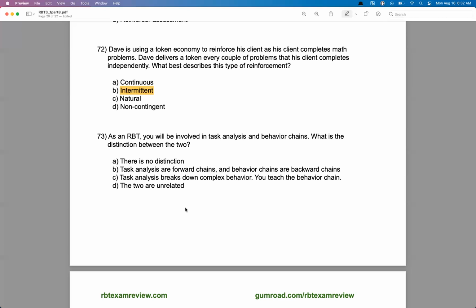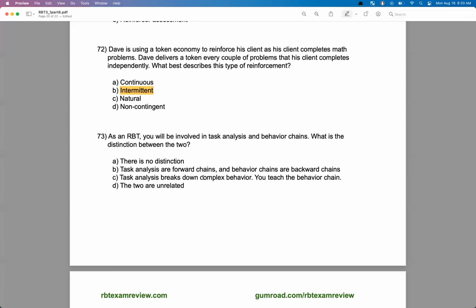Well, the task analysis is the actual process of taking that complex behavior and breaking it down step by step. So it comes before the actual chain. If I was to say, I want to work on hand washing with my client, I would first perform a task analysis on hand washing to identify the steps I want to teach. Those steps that I identify would make up what? My behavior chain. So that's the distinction.